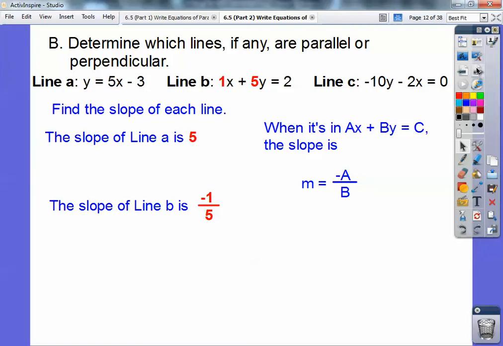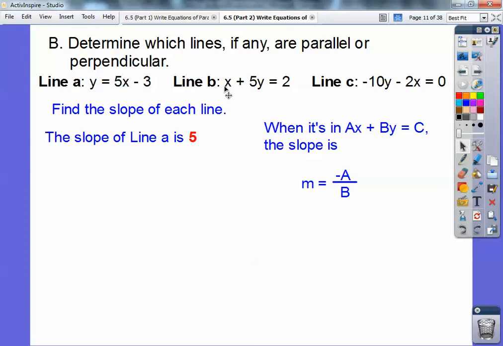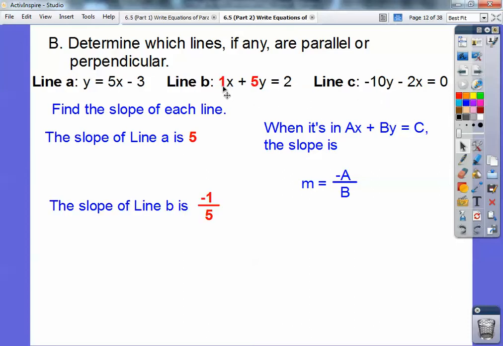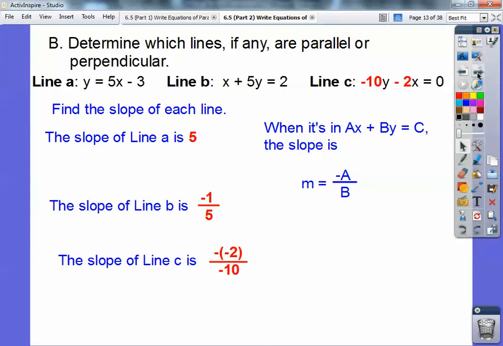All right, so now remember, let's go back to line B. When there's no number in front of x, it's understood to be a 1, so I put a 1 in front of that. So I do opposite this positive 1 over 5, so the slope of this one is negative 1 over 5. And then careful, this says 10y minus 2x. It's still opposite the number in front of x. So it's opposite this negative 2 over what's in front of y, which is negative 10. So negative 2 becomes positive 2, but it's 2 over negative 10, which is negative 1/5.